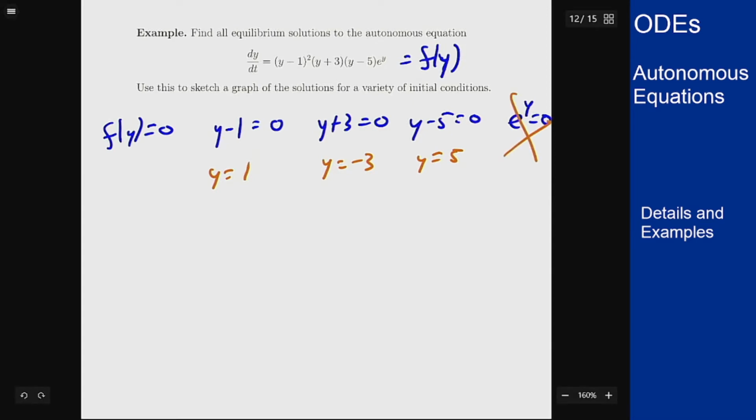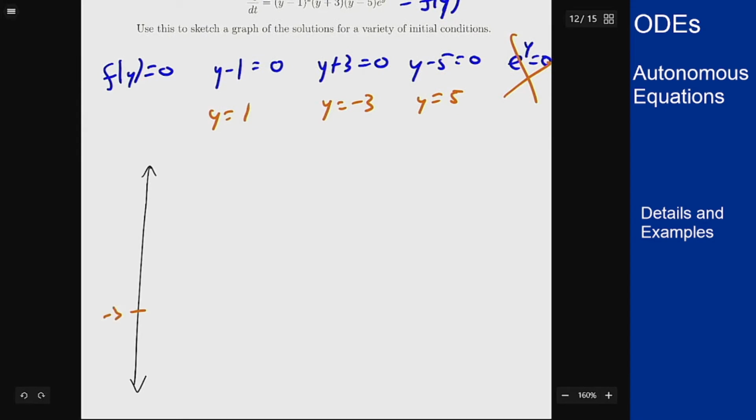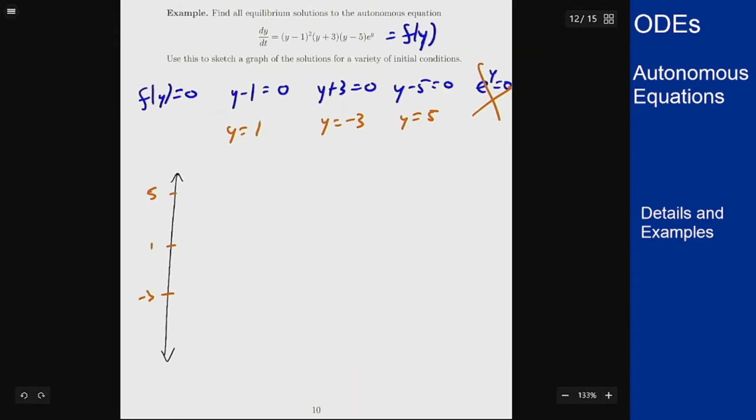Then I can draw my phase line. I get minus 3, I have 1, and I have 5. And e to the y is always positive, so I can kind of ignore that term when I'm going to look at whether things are positive or negative. It's always going to be a positive number. So I plug in, say, minus 4 for down here. I will see that I get minus 4 minus 1, which is negative 5, squared, so that's positive. Minus 4 plus 3, that's negative. Minus 4 minus 5, that's also negative, so I have plus, minus, minus, plus, which gives me an overall positive sign.